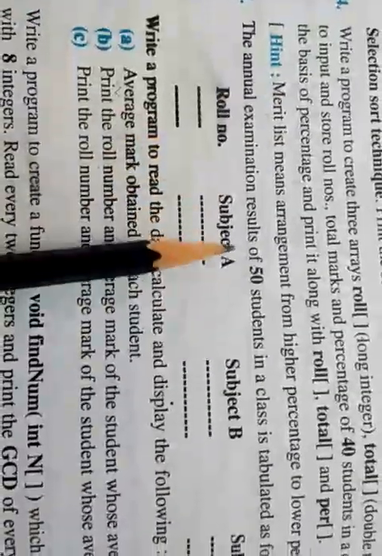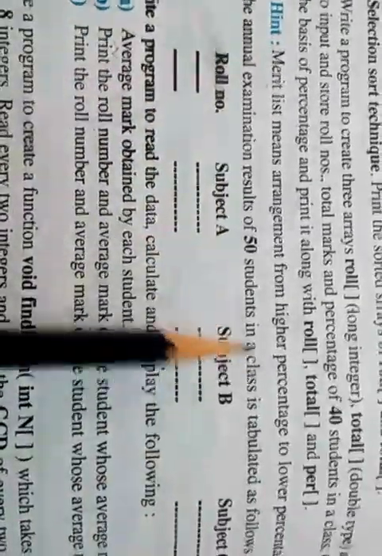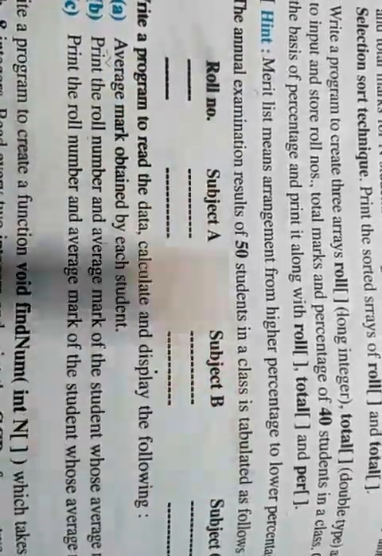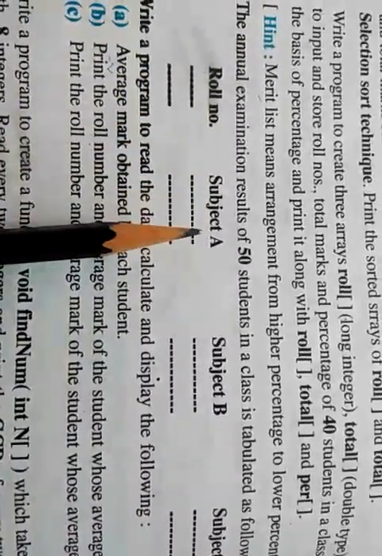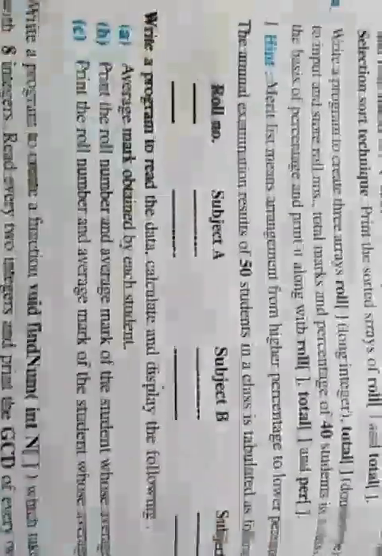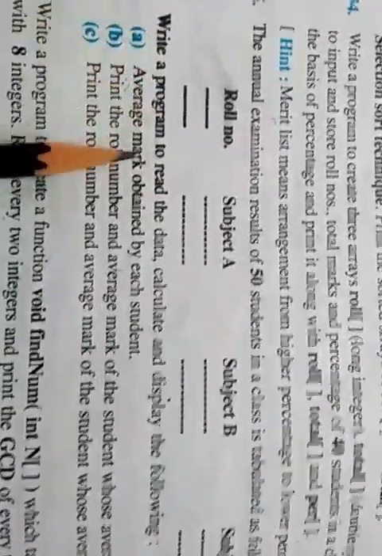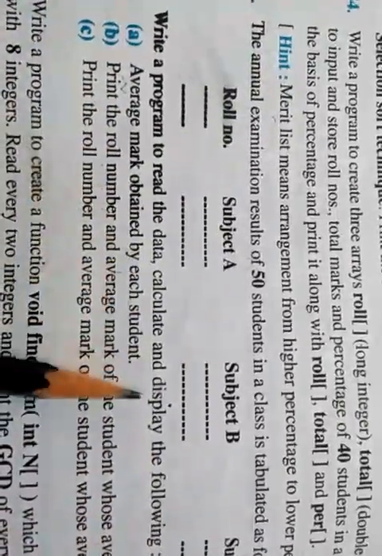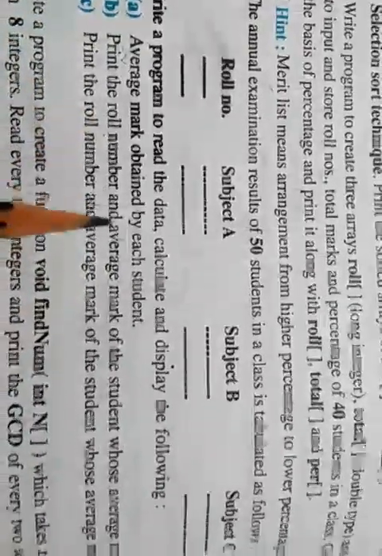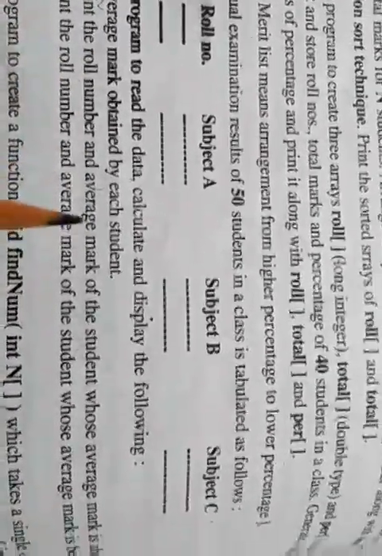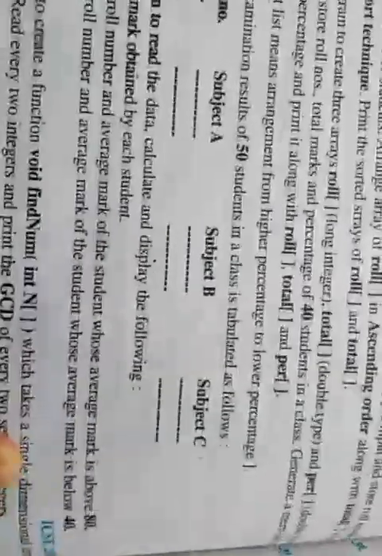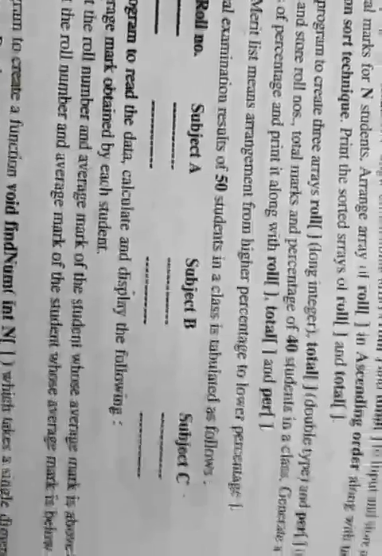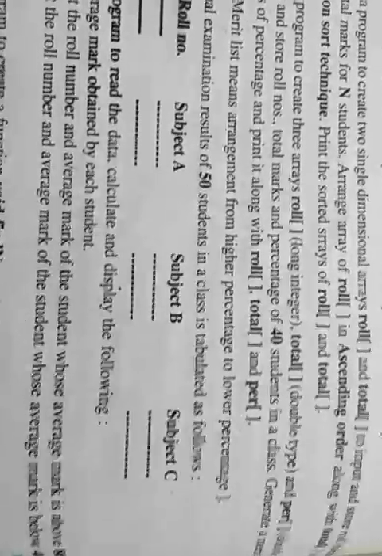The annual examination results of 50 students in a class is tabulated as follows. For 50 students, we require the roll number, subject A, subject B, and subject C. Now, what we want to print: calculate and display the average marks obtained by each student, and print the roll number and the average marks of the student whose average is above 80. Next is the roll number and average marks of the student whose average marks is below 40.